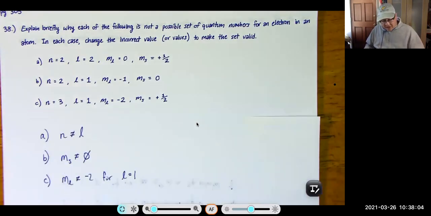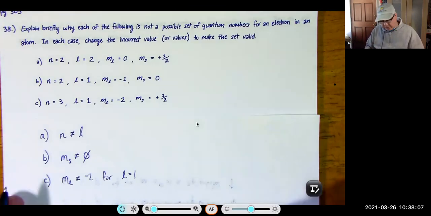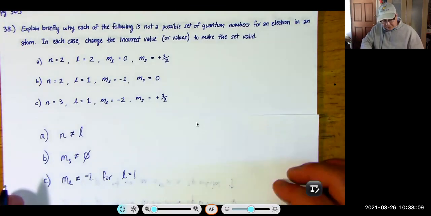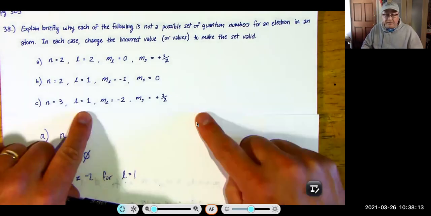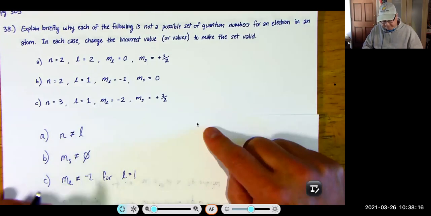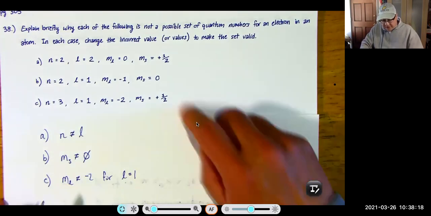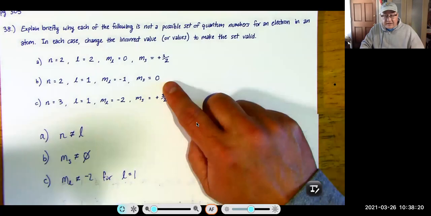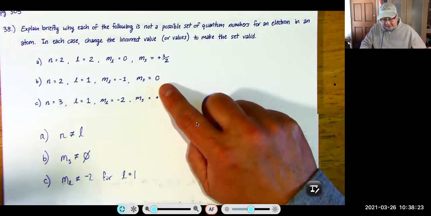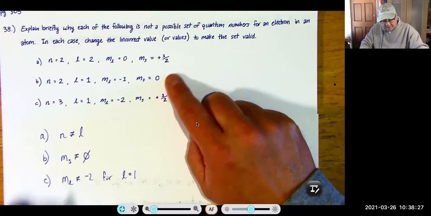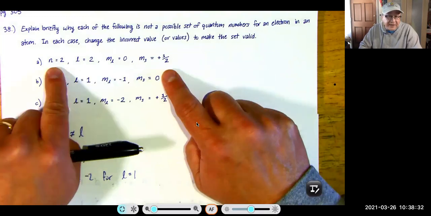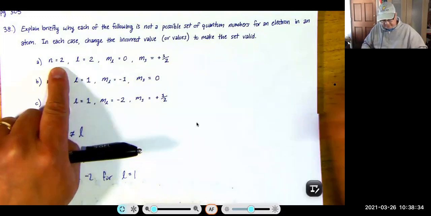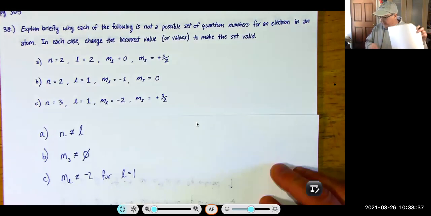And for these, I haven't gone backwards to explain why they're wrong. For instance, you could say that if M sub L is -2, L has to be at least 2. That would be another reasonable explanation. For B, there is no other explanation other than M sub S cannot be 0. Okay. For A, you could do a back explanation. You could say, well, if L is going to be 2, N has to be at least 3. Okay.